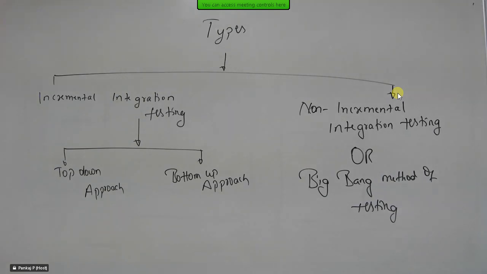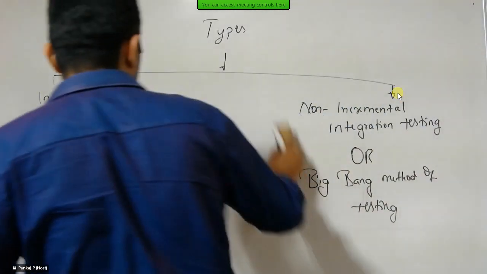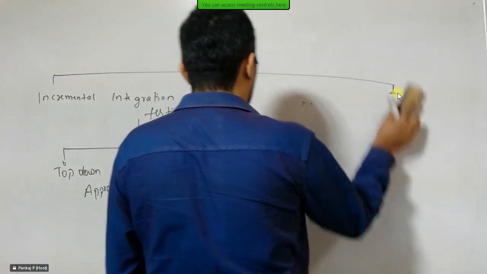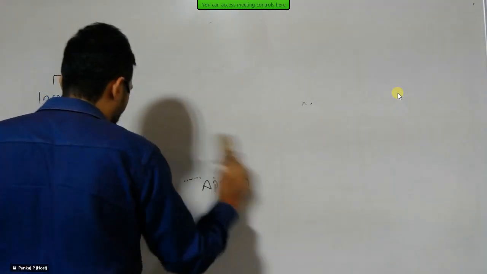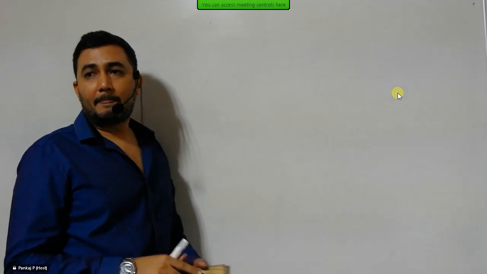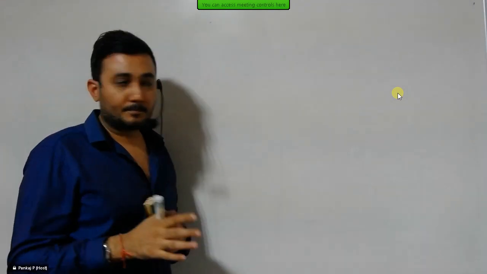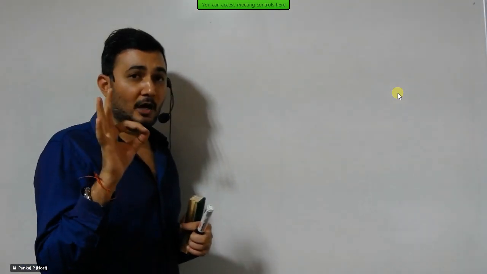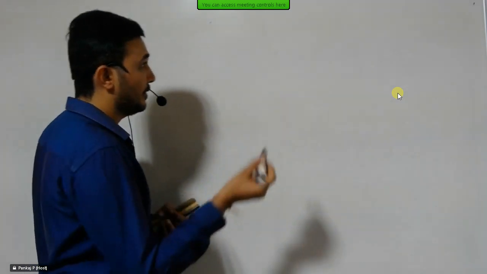Okay, now what do you mean by incremental and non-incremental? Let's quickly try to understand this in a detailed manner. Let me start with incremental. Now what is incremental? Very, very simple. See, there are two types. One is top down, the other one is bottom up. What is top down?